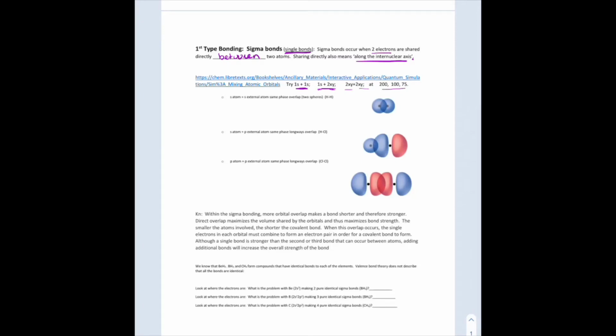All right, so here's the 3 ways. There are 3 ways that you can do this sigma bond. Remember, we're talking about sigma, so don't get all confused. We're talking about sigmas, which are the single bonds. Sigma bonds.